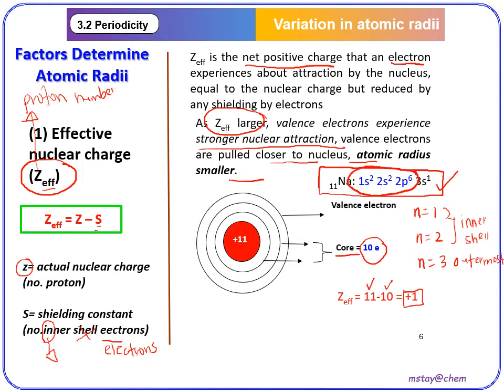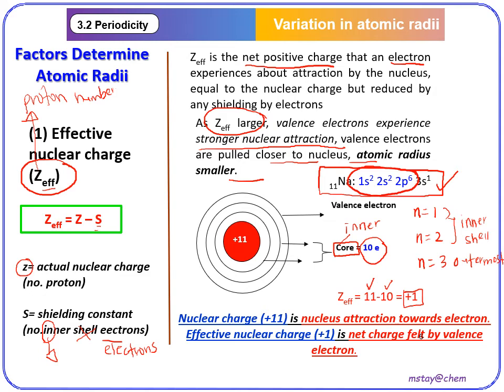Okay, one new term here: core electron can also be considered as inner electron in this case. Again, just want to let you know, the nuclear charge for sodium is positive 11. Which means that generally the nucleus attraction towards the electron, like I mentioned just now, you may have 11 teachers. But the effective nuclear charge is positive 1, only one teacher. That is the net charge felt by the valence electron.